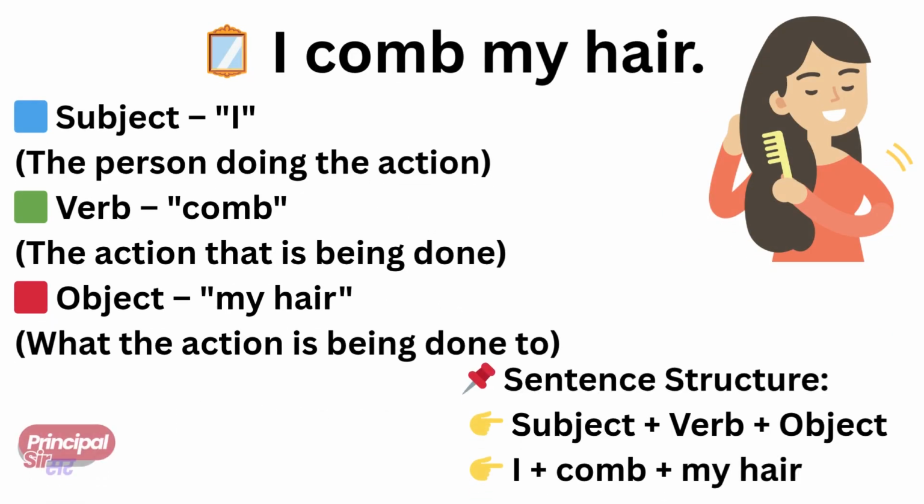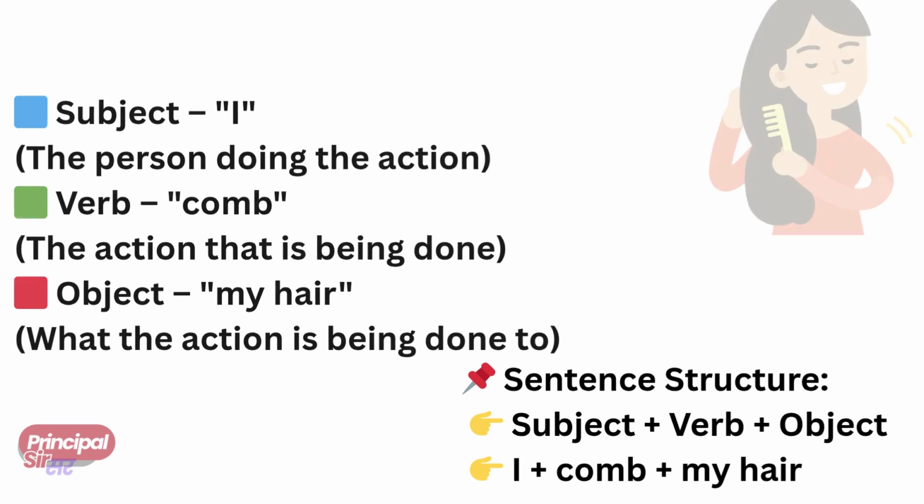Sentence: I comb my hair. Subject: I, the person doing the action. Verb: comb, the action that is being done. Object: my hair, what the action is being done to. Sentence structure: subject plus verb plus object. I plus comb plus my hair.